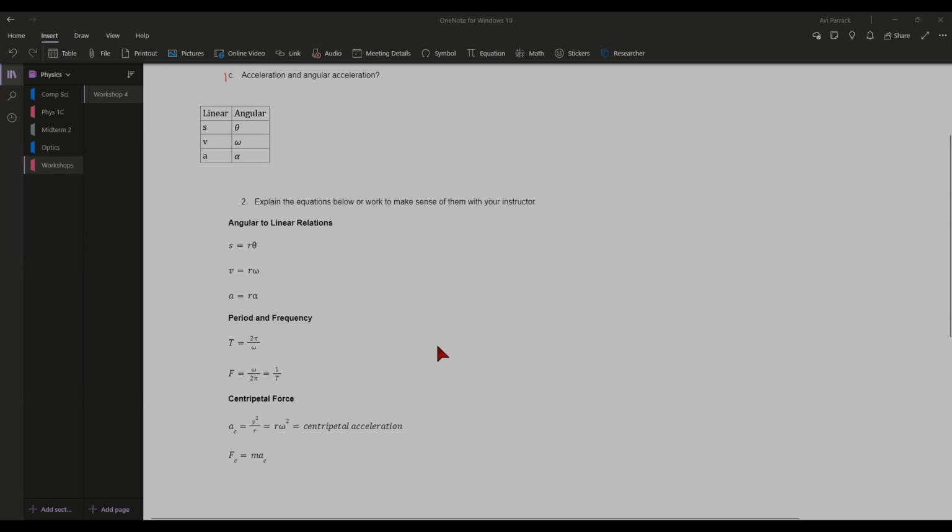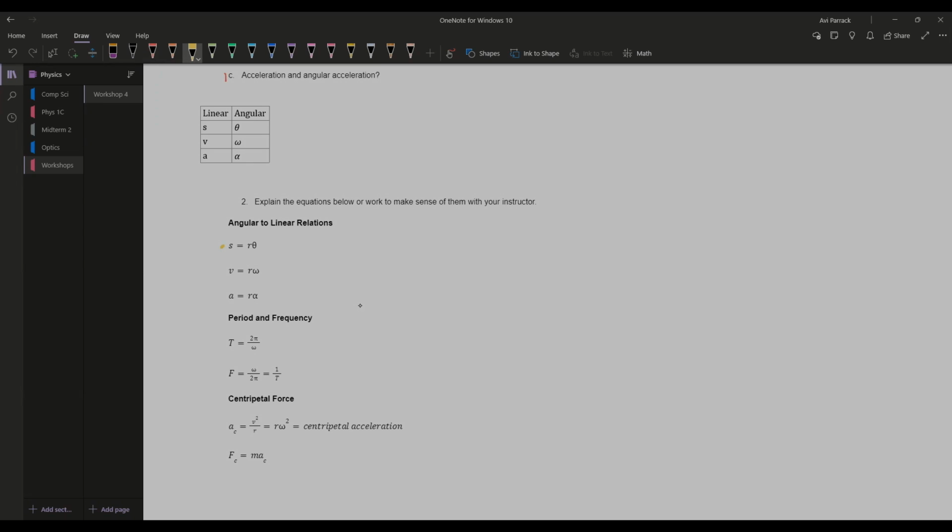Okay, all right. So part 2 says, explain the equations below or work to make sense of them with your instructor. So take a look at these, go ahead and pause and think about them and see if you could explain them to me. I won't be able to hear you, unfortunately, but go try to explain them to yourself or explain them out loud, even better. Go through them one by one, see if you can make sense of these. Okay, if you tried that, I'm going to go through them with us now.